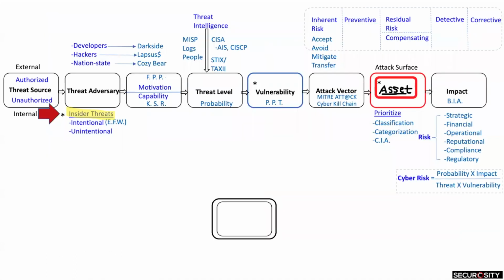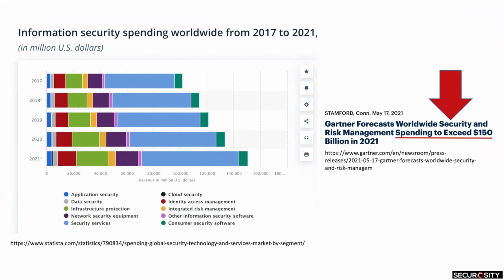Let's turn our focus to insider threats for a moment. According to Statista and Gartner, forecasted spending for information security was around $150 billion in 2021, mostly in technologies, as shown here in this chart. I would imagine this number is a lot higher in 2022.